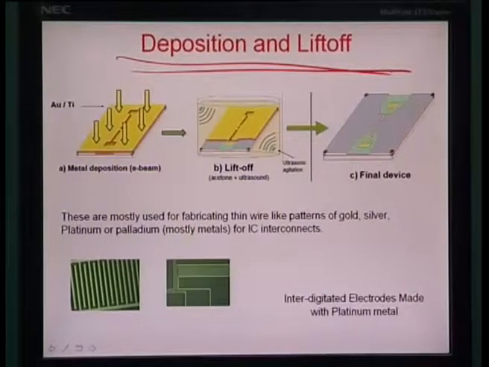Here for instance is one example. You have a silicon wafer here at the bottom, which is coated with a layer of photoresist, which is this layer here, which is slightly red.